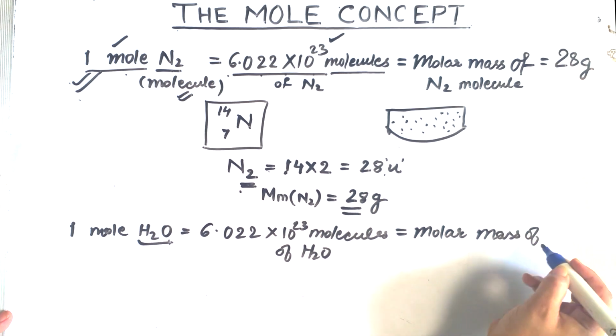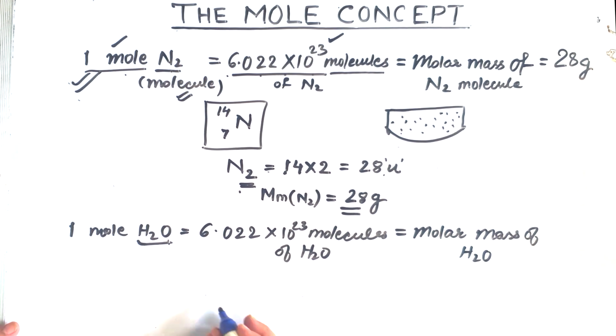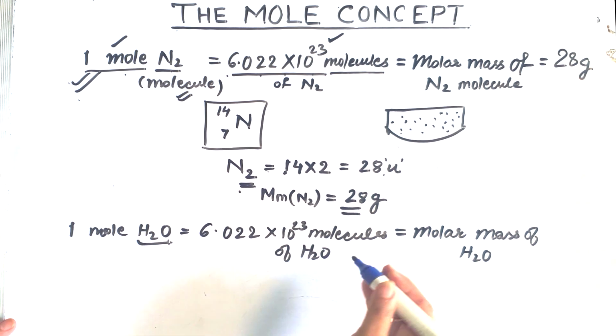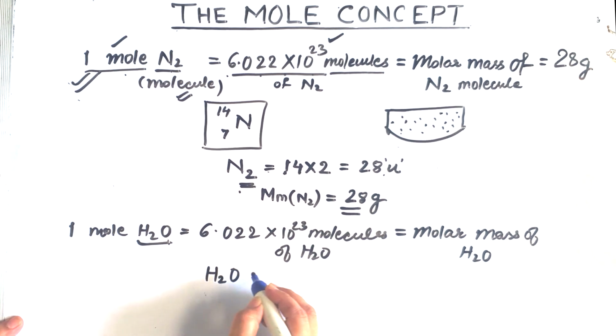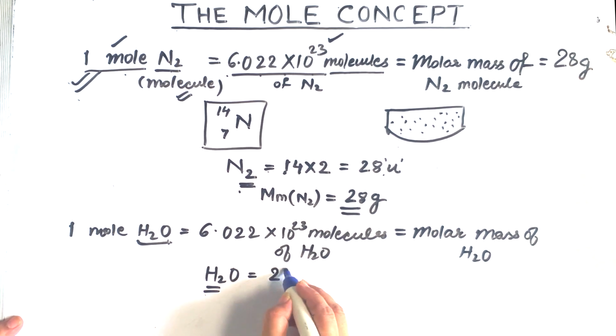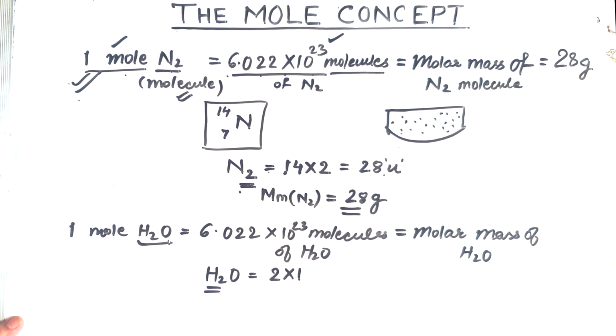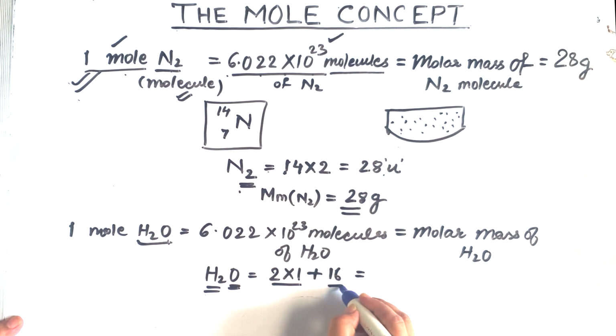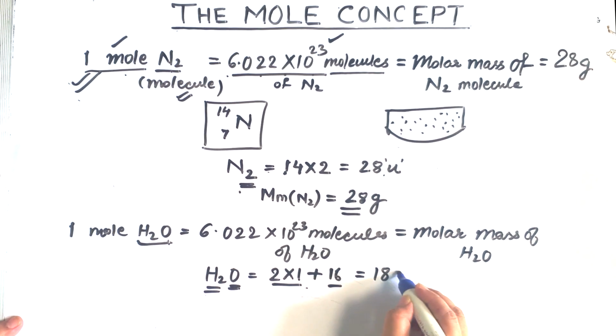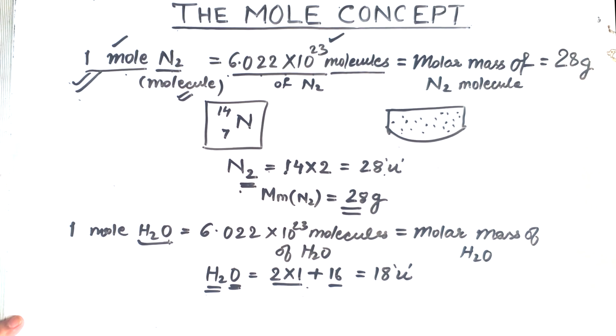Molar mass of water. How much is it? We can calculate it by calculating the molecular mass of water. So what is water? H2O. Hydrogen has 2 atoms. What is the mass of one hydrogen? 1. And how many hydrogens are there? 2. Oxygen? 16. Total 16 plus 2. That is 18 u, the molecular mass of water.